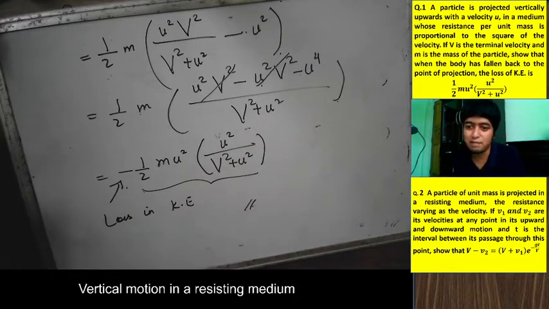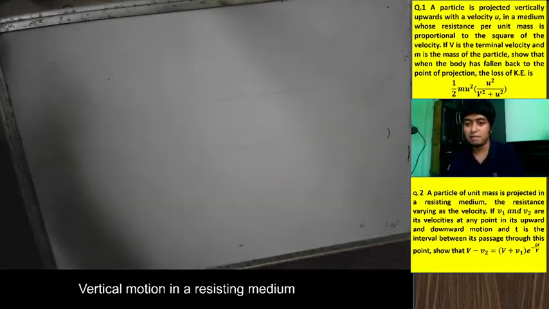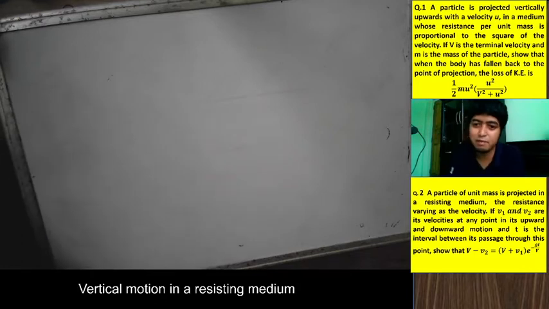Now let us try question number 2. I hope it won't take too long. Question number 2 says that a particle of unit mass is projected in a resisting medium varying as the velocity. T is a time interval.